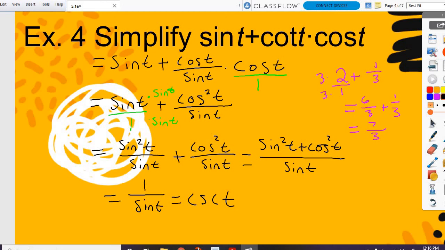Does that make sense? Also, notice that really the only trig stuff that we did were my last 2 steps. We're substituting sine squared plus cosine squared for 1, and then substituting my reciprocal identity.